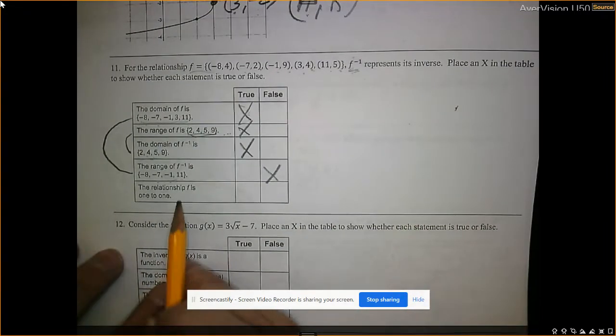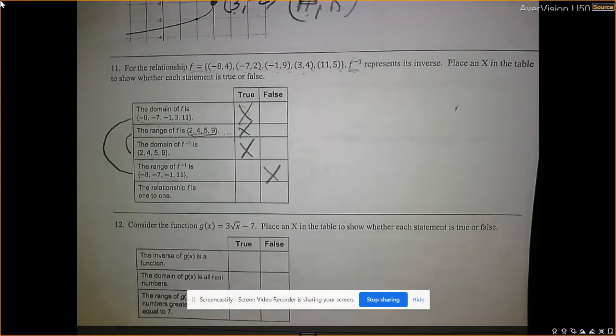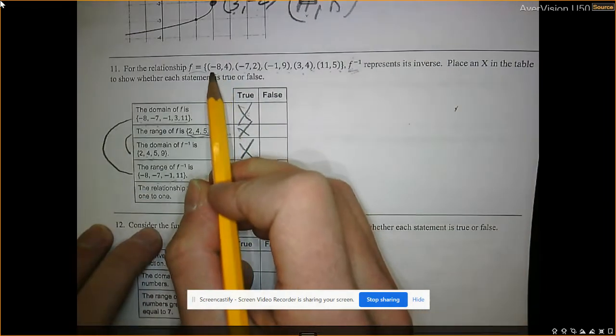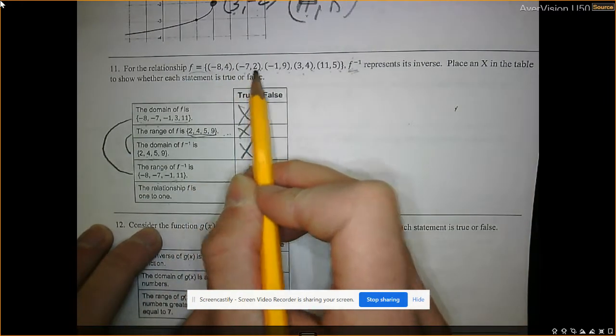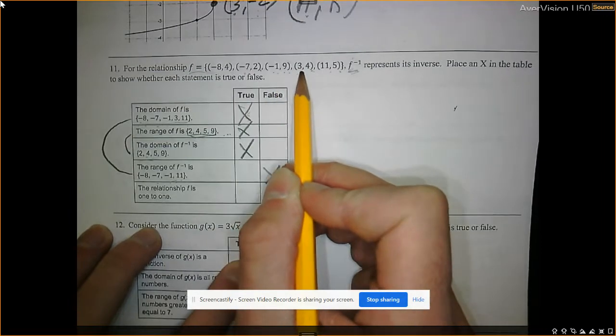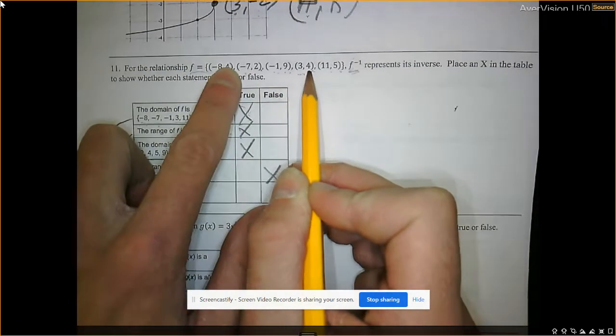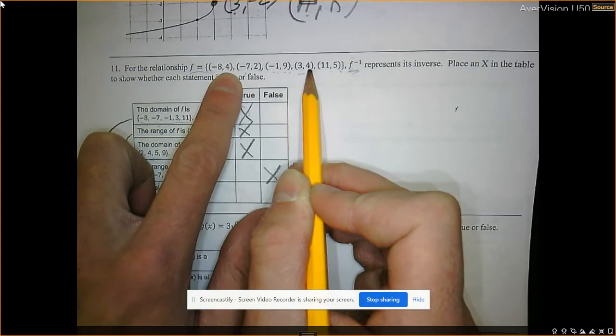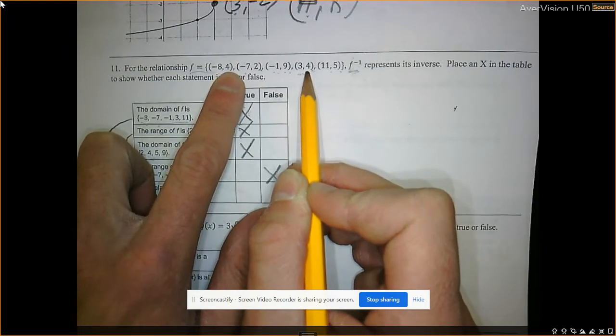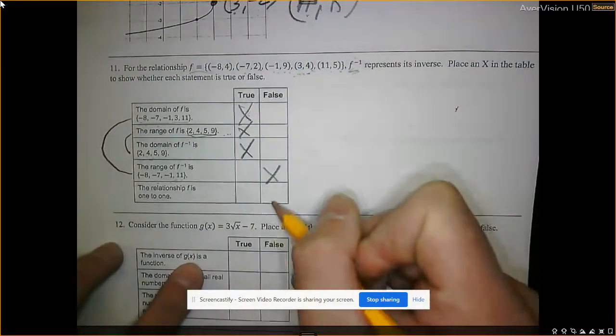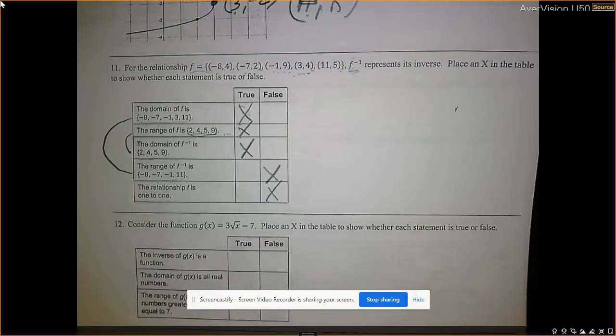And the relationship of F is 1 to 1. What that means is that for every x, there is exactly one y, and for every y, there is one x. Okay? -8, 4, -7, 2, -1, 9, and then we have 3, 4 again. So we see how 4 goes with 2 of the x's, so it is not 1 to 1.